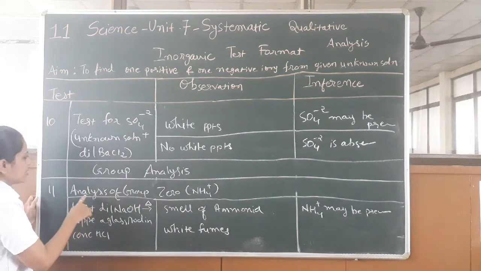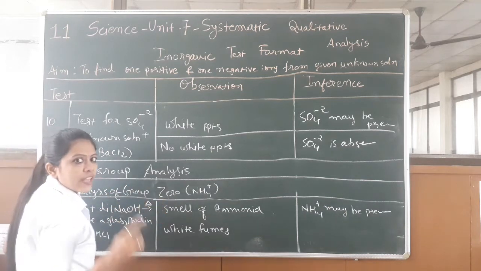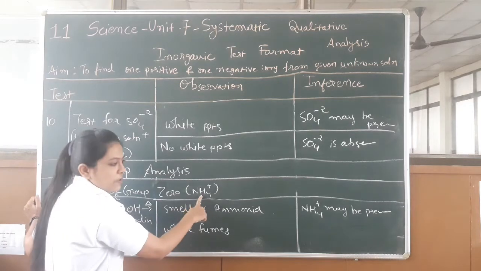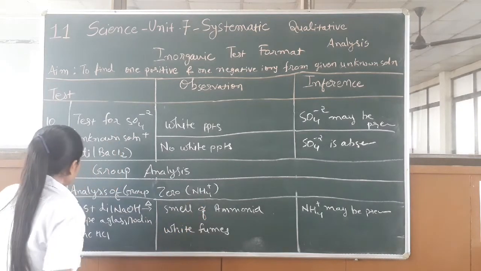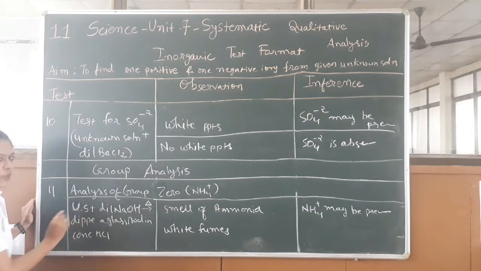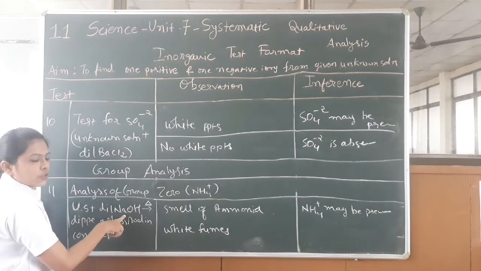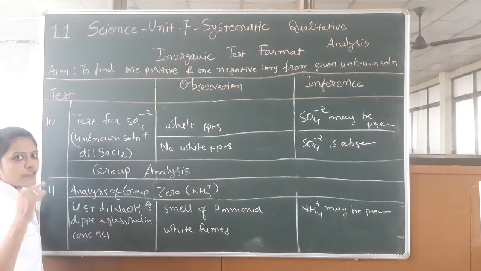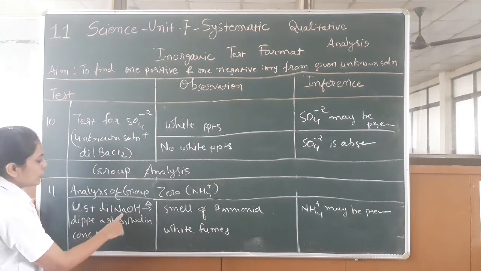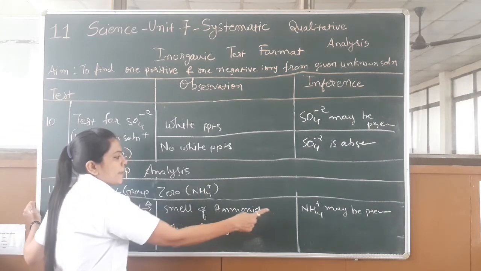Positive ion test: group analysis of group 0. In group 0 there is only one positive ion, NH4+. I will write in shortcut so you can understand. Unknown solution plus dilute NaOH. You have to take a little quantity of unknown solution, then add dilute NaOH and heat. Smell of ammonia, NH4+ may be present.